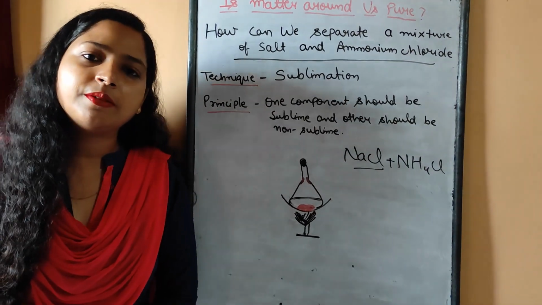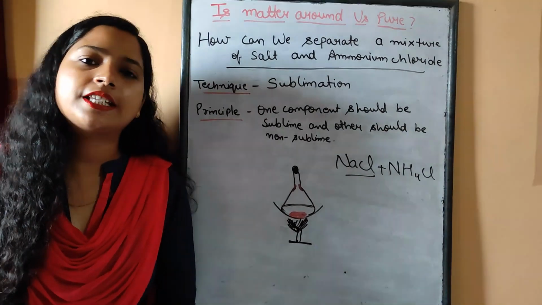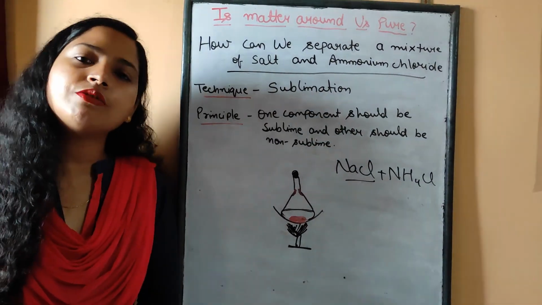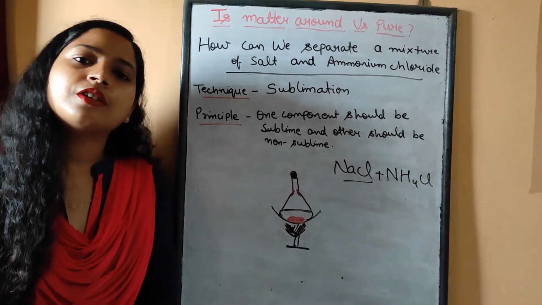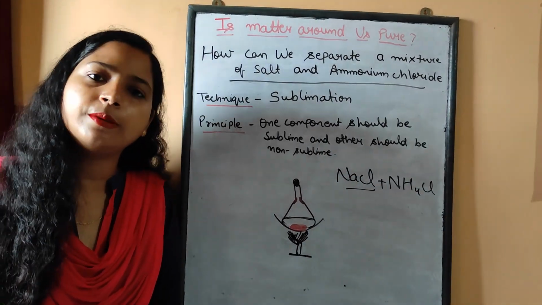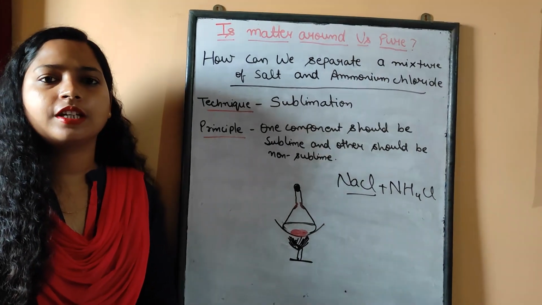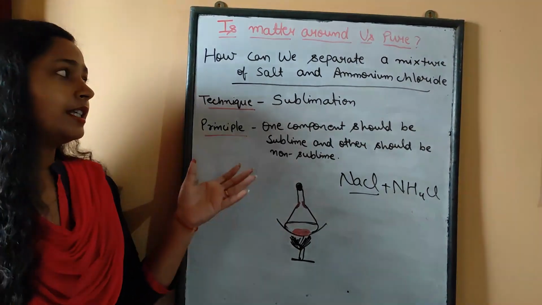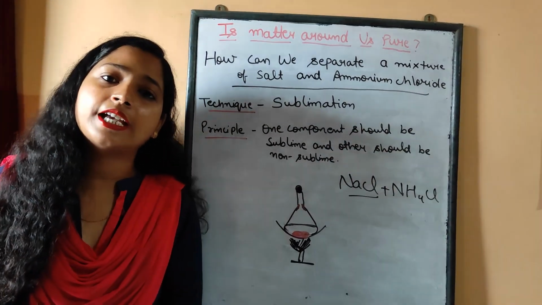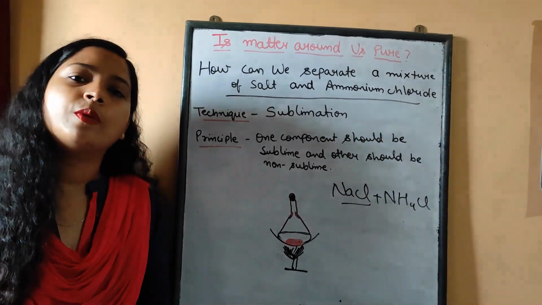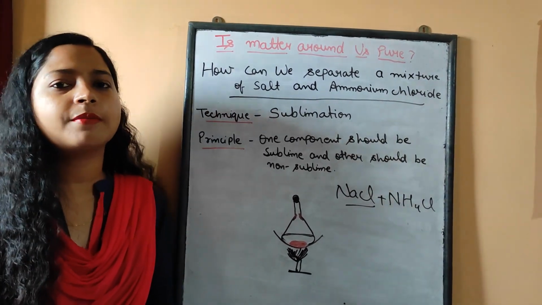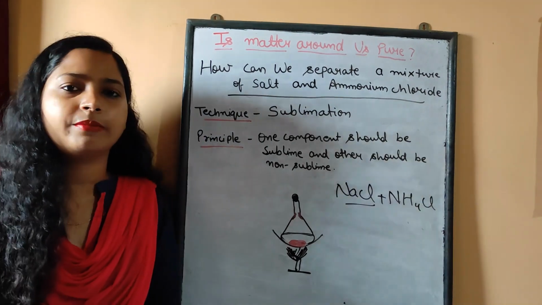In your NCERT book, we have one of the examples, that is how can you separate the mixture of common salt from ammonium chloride, that is NH4Cl. But as a common topic, we take this as how can you separate a sublime material from a non-sublime material.